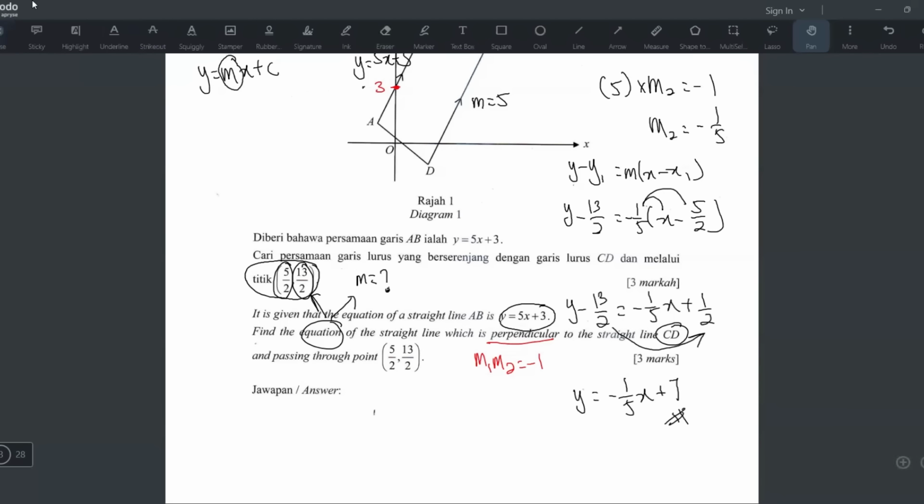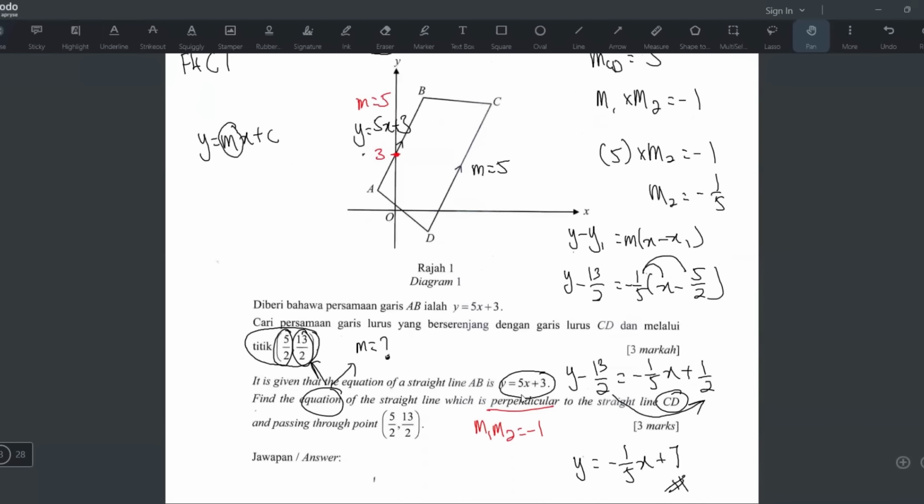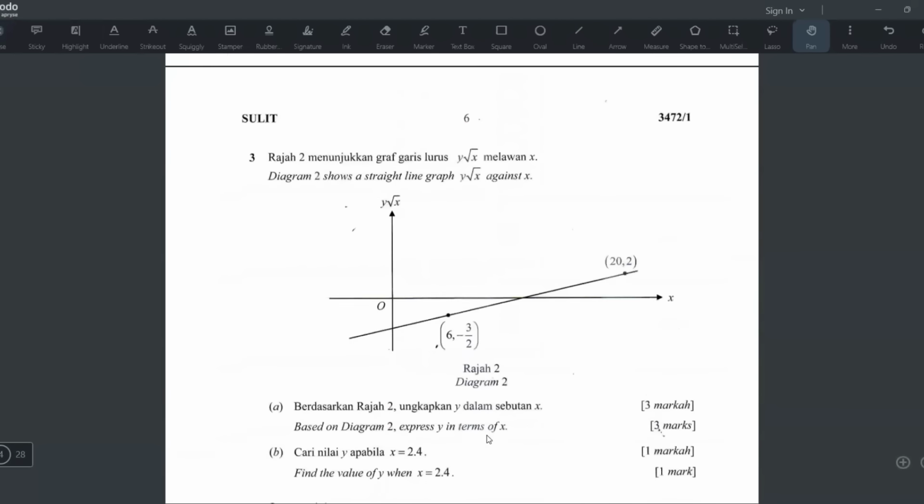So this question is quite direct, it's quite easy. All you need to know is about perpendicular lines. Make sure you know that when two lines are perpendicular, the product of the gradients will be -1. Okay, alright, that's it, nothing special.